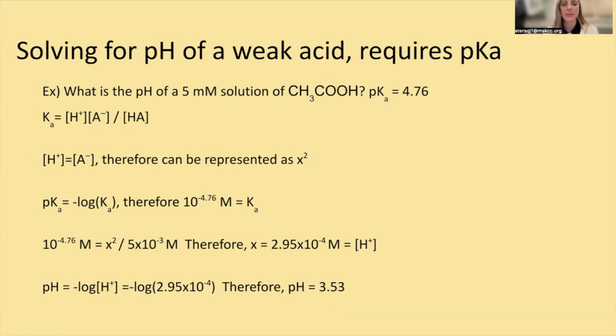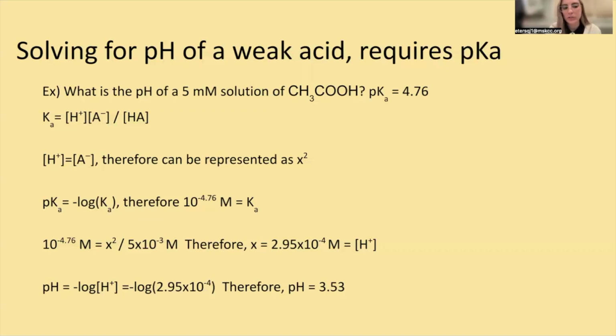So in this next problem, we're solving for the pH of a 5 millimolar solution of acetic acid. Because acetic acid is a weak acid, we need to be given some information about its equilibrium constant. Here we're given that the pKa equals 4.76. So we know the formula for Ka, and we also know that when an acid dissociates, it's going to create equal parts deprotonated acid and H plus ions.